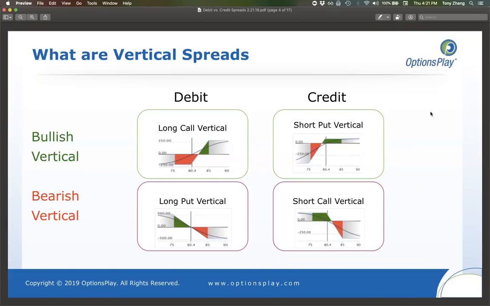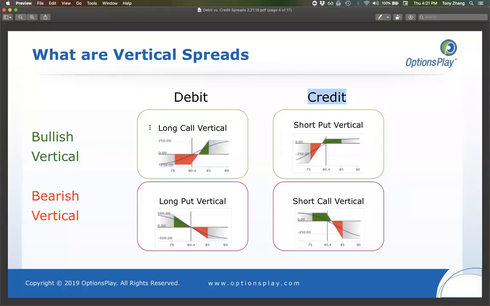So we're going to start off by talking about what is a vertical spread. There are 4 types of vertical spreads that you can trade. You can think of them as 4 different quadrants. You can trade bullish vertical spreads, or you can trade bearish vertical spreads. And within each category, there are 2. There's a debit spread and a credit spread. That's what we're here to understand. What is the difference between all of these, even though many of them may look or feel similar?